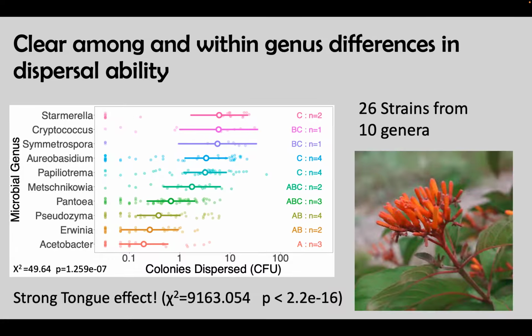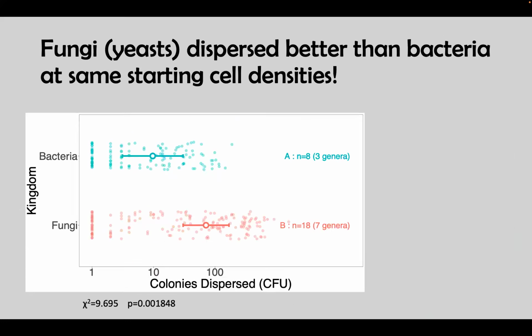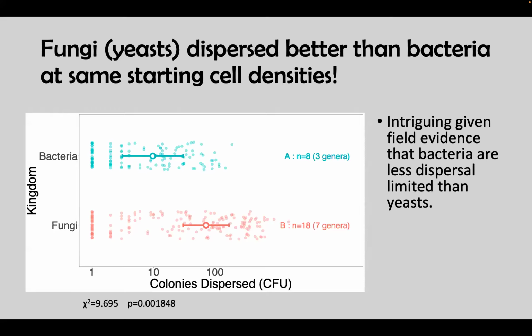We can group these into kingdoms. Some of them are yeast and some of them are bacteria. And there's a clear kingdom effect, opposite of what the evidence suggests in California, where fungi disperse much better than bacteria by an order of magnitude. And this is intriguing because out at Stebbins Cold Canyon, there's evidence that bacteria are much less dispersal limited. They're more abundant, they're at higher densities. Their probability of not being in a flower is much lower than fungi. It's been a while since I thought about this data.